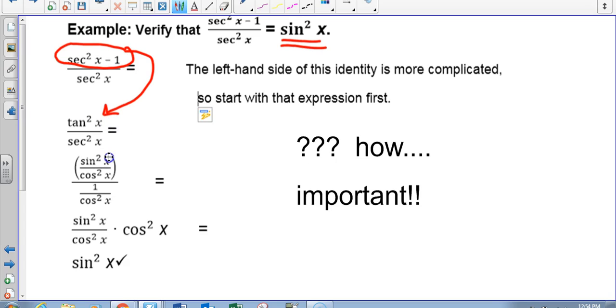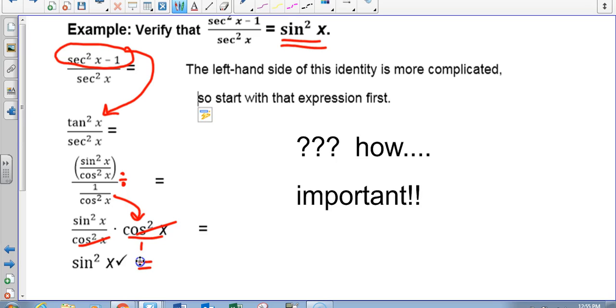Then they traded tangent squared for sine squared over cosine squared. Secant squared is 1 over cosine squared. Then they said when you divide, you really multiply by the reciprocal, so they flipped this guy over. Then the cosine squareds canceled and they just had sine squared.